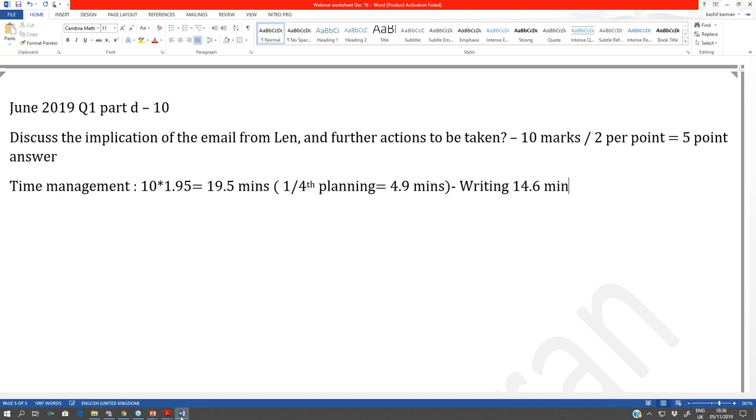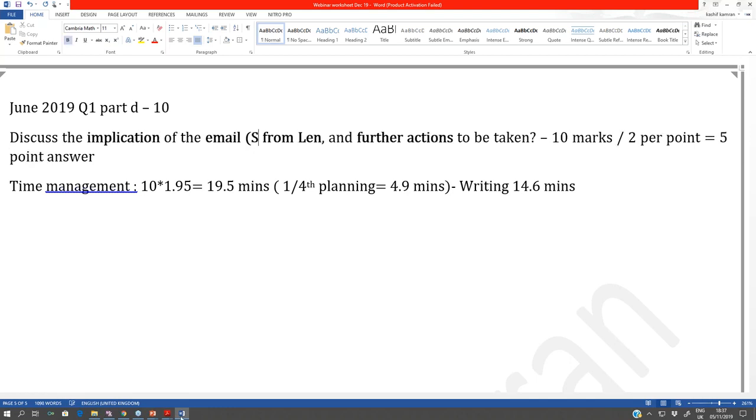14.6 minutes. So will you be doing the same exercise in the exam hall, that you multiply the total marks for every requirement by 1.95, and then from that you know that 1/4 of the time I can spend on reading and planning. Now this email from Len, of which we need to discuss the implication. We need to discuss the implication of the email from Len, and we need to write the further action. And the examiner is saying the email is in exhibit 5. So this email we got is in exhibit 5.